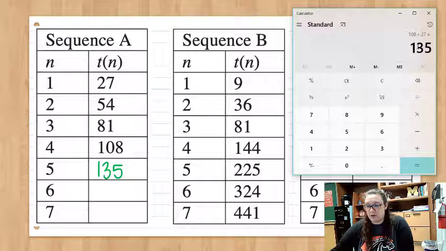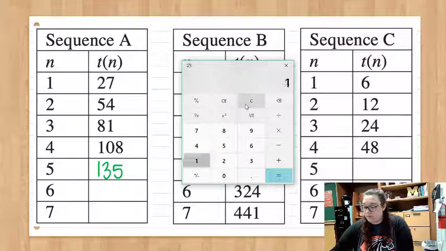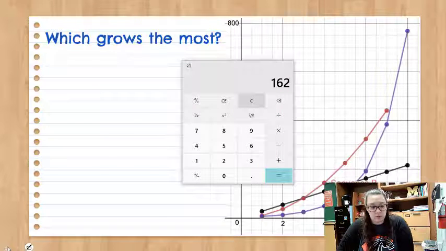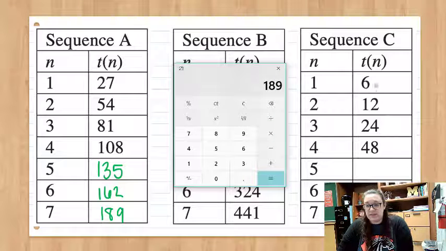I lost my calculator. Let me stick it on screen. There we go. Now it'll stay with us. 135 plus another 27 is 162. And then plus another 27 is 189. All right, let's look at sequence C. We said this one went times 2 each time. So 48 times 2 is 96. And then times 2 again is 192. And times 2 one more time is 384.